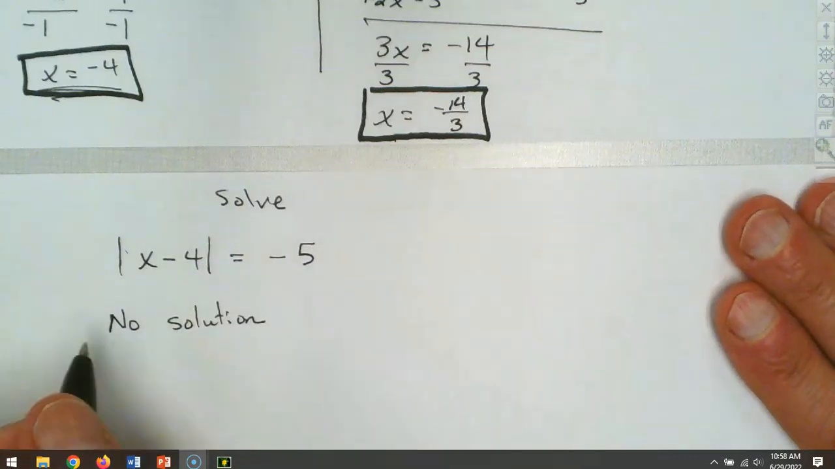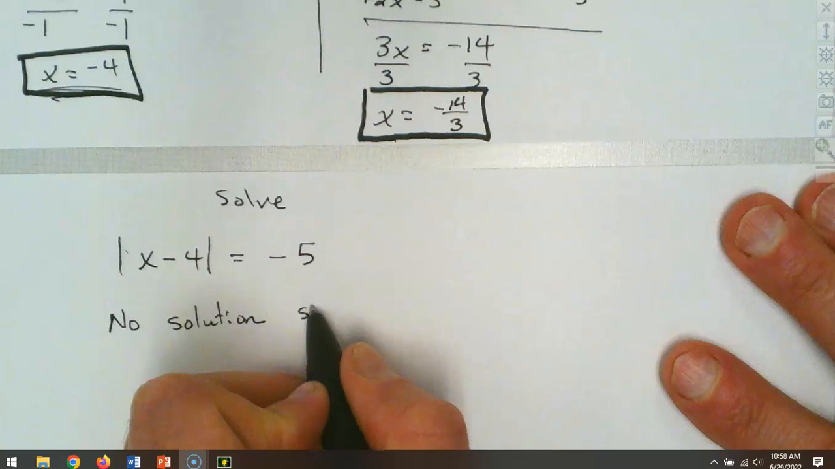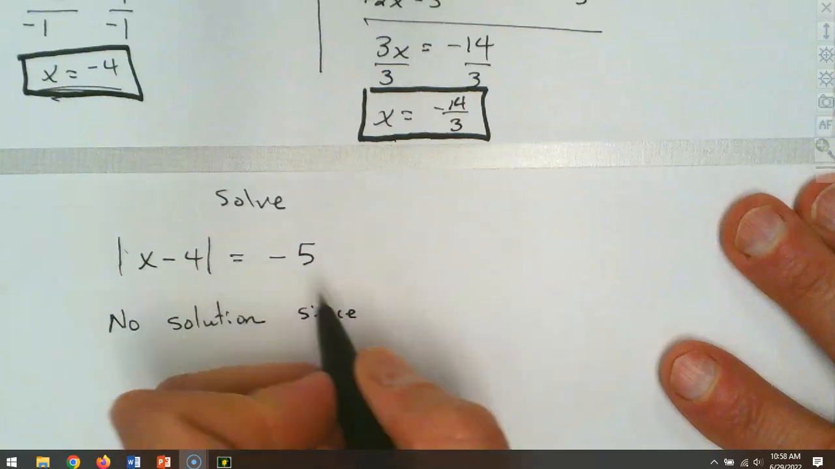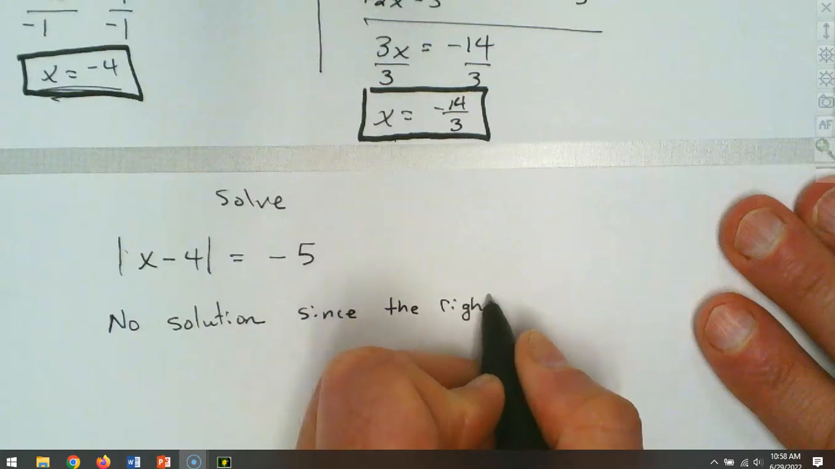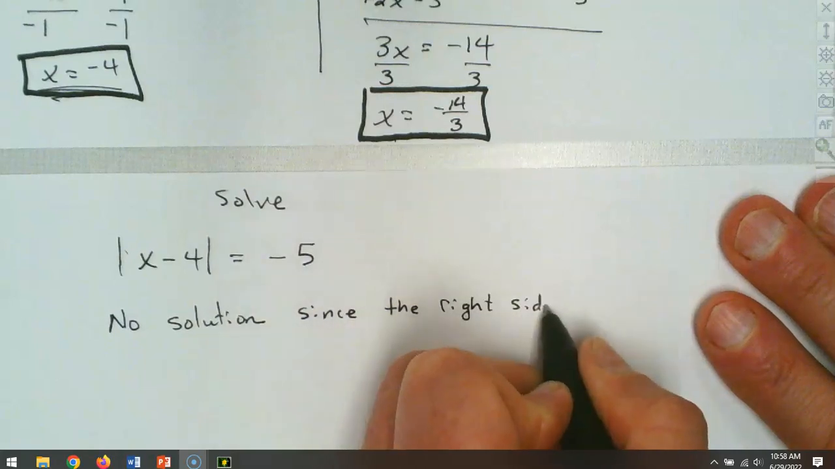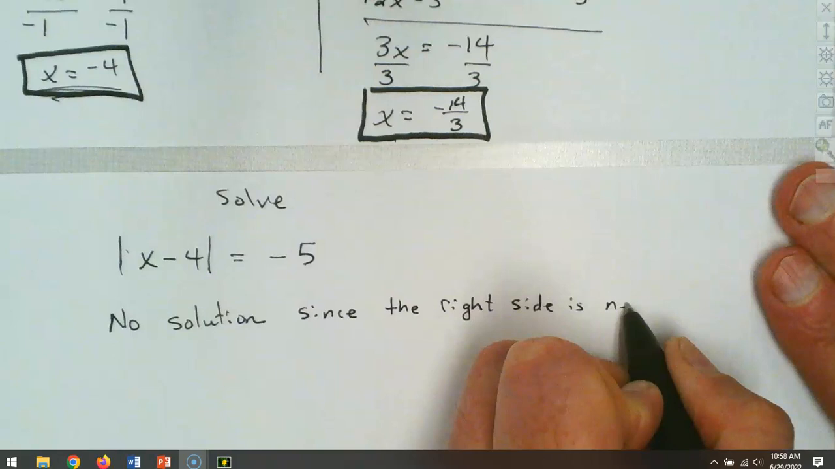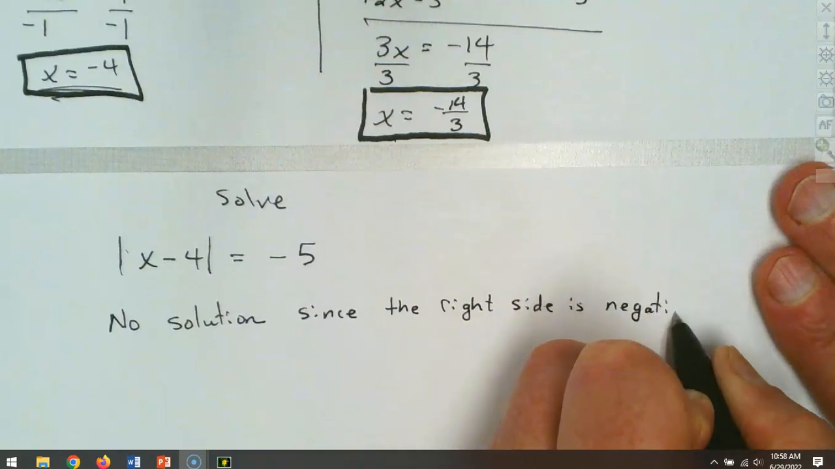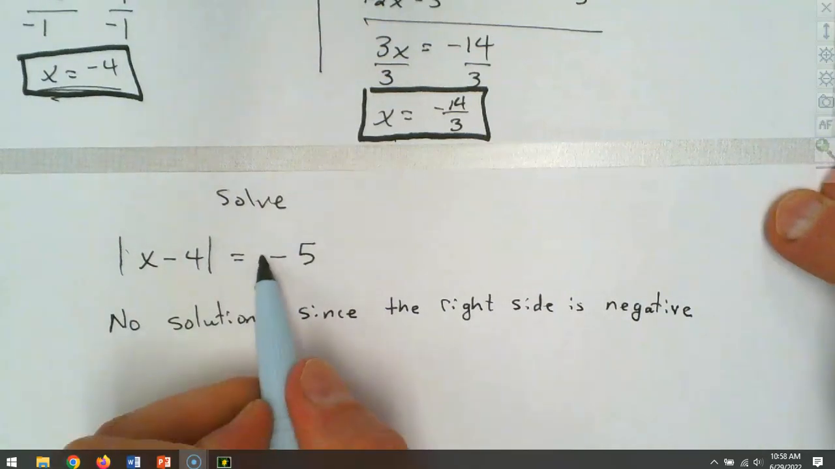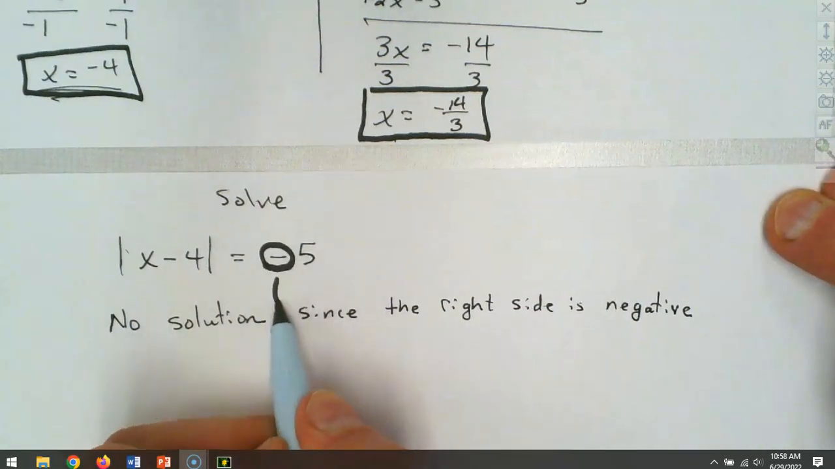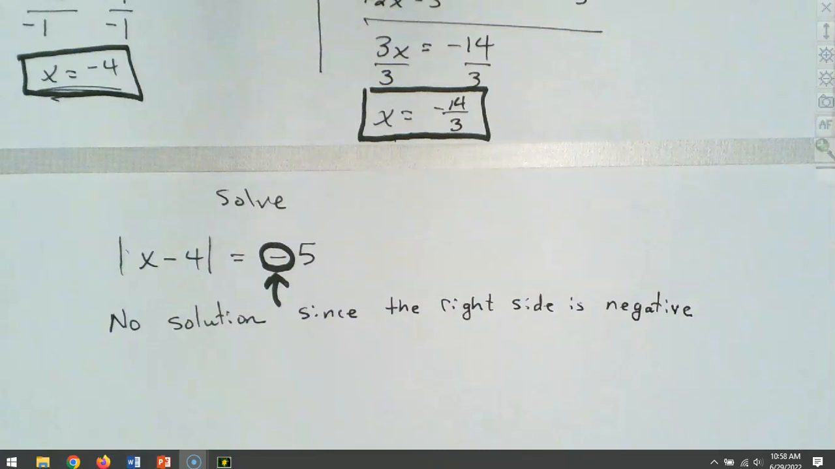And why is it not going to have a solution? It's not going to have a solution since the right-hand side is negative. Because whatever comes out of an absolute value, remember, has to be positive. So whenever it equals a negative, like this negative 5, you don't have a solution anymore.